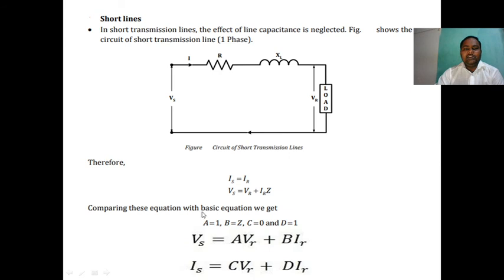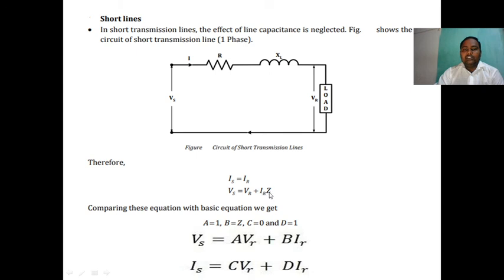So comparing this equation with the basic equations. What are the basic equations? Basic equations are Vs is equal to A VR plus B IR, and Is is equal to C VR plus D IR. So compare the coefficients. Vs is equal to A VR plus B IR, and Vs is equal to VR plus IR Z. In the place of constant A, there is 1. The coefficient is 1. So constant A is equal to 1.